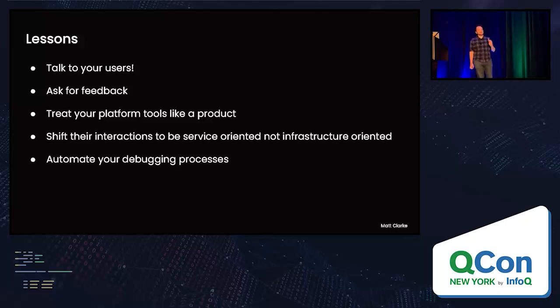The other important lesson here is that we shifted the user's interaction to be service-oriented and not infrastructure-oriented. So there was no context switching. There was no mental map of this service runs on that cluster in this namespace. Those remain infrastructure issues that we can handle, and the users can focus on the service. And the last one is around automating your debugging process. One of the easiest ways to do that is to just think about how you would do it and simplify it enough that you can just kind of give the answer to the user.